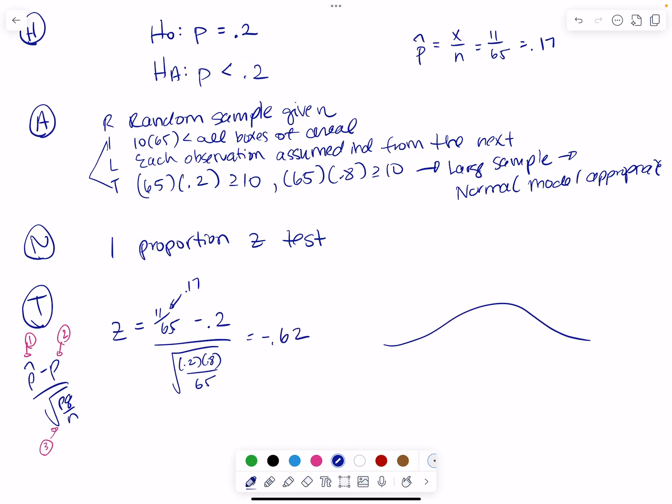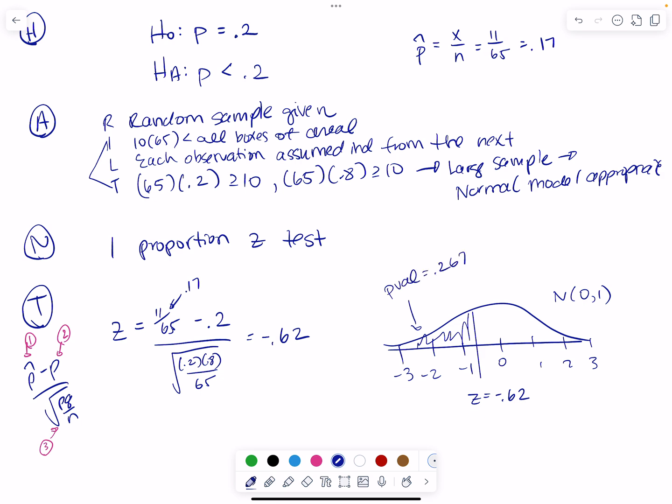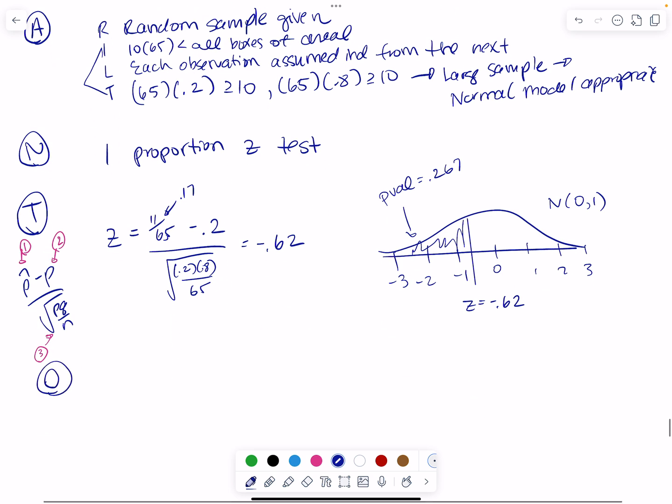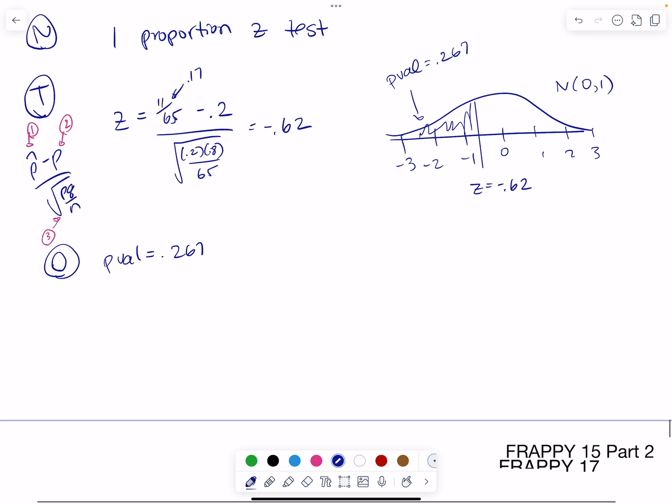So this is going to be negative 0.62. If I drew it out, and I've normalized it already, so I'm just going to go 0 and 1, negative 1, negative 2, negative 3, and that's going to be here. Z is equal to negative 0.62, and shade it. That's the p-value, which I said is 0.267, I believe, which is the O, obtain your p-value. So the p-value is equal to 0.267. M is to make a decision regarding H0.